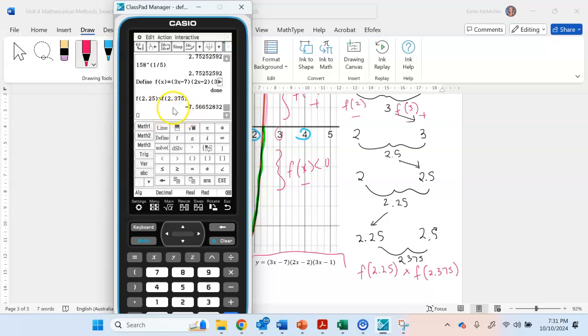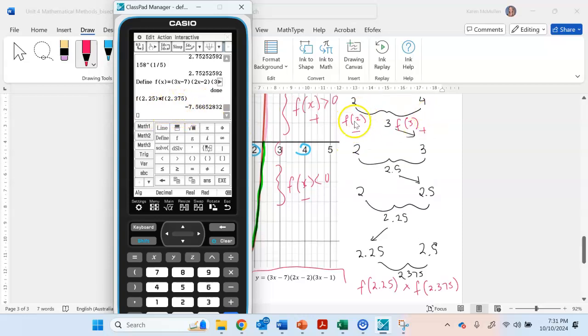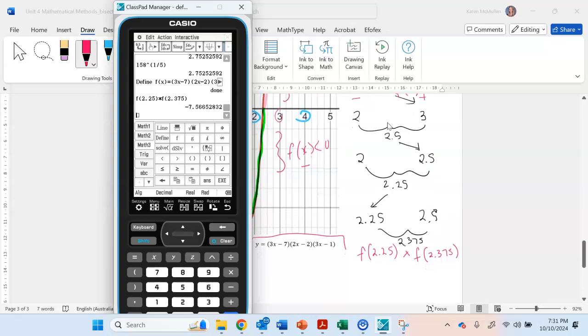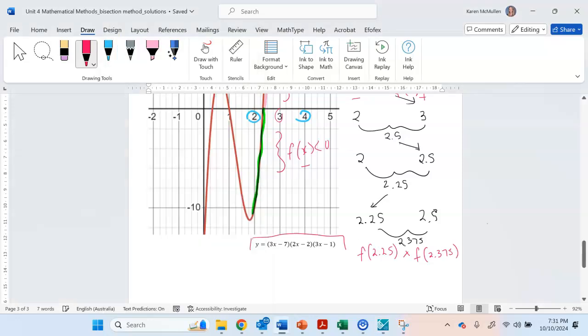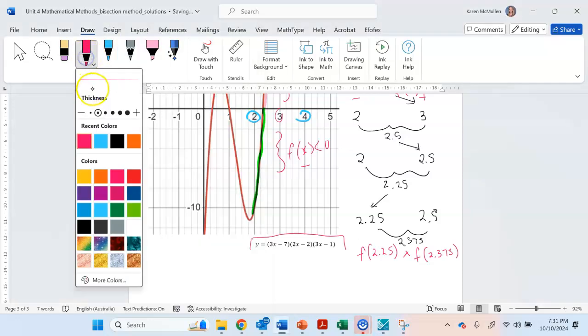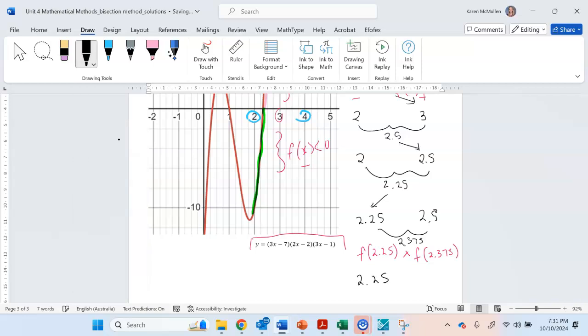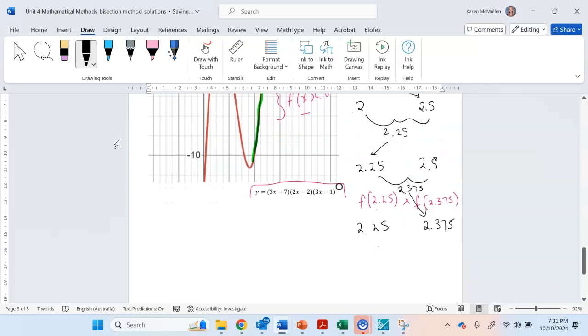So it's kind of like what I was doing up here. We're going to keep that negative value on the left side, the A. So A is 2.25, and then my midpoint goes to B, 2.375. All right, and we're going to repeat that again, and I might keep doing it just to show you what I just did.